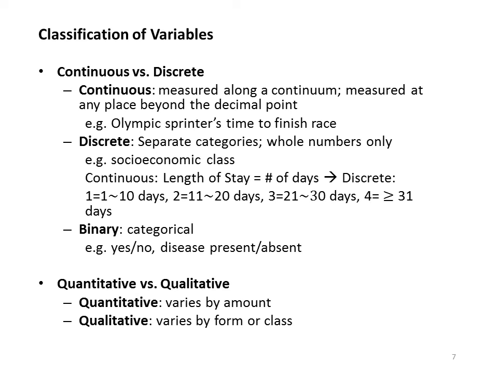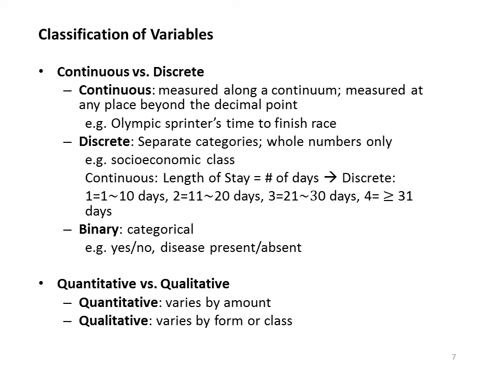But you can also turn this continuous variable into a categorical or discrete variable by coding the days into 4 categories from 1 to 4, and 1 represents 1 to 10 days, and 2 means 11 to 20 days, and 3 means 21 to 30 days, and the 4 represents over 31 days.